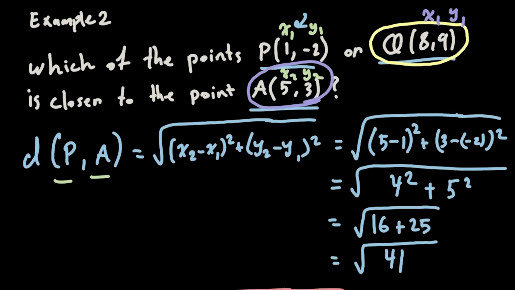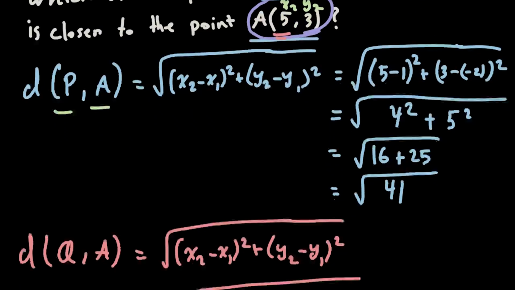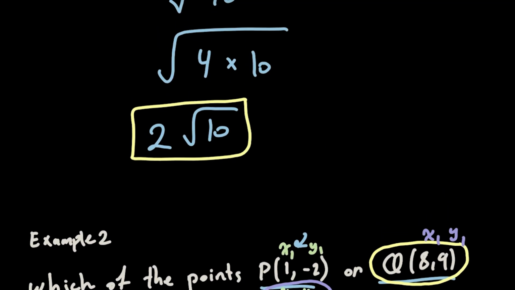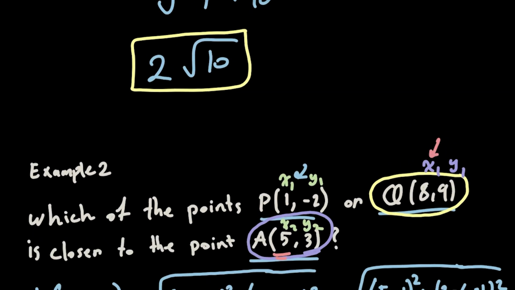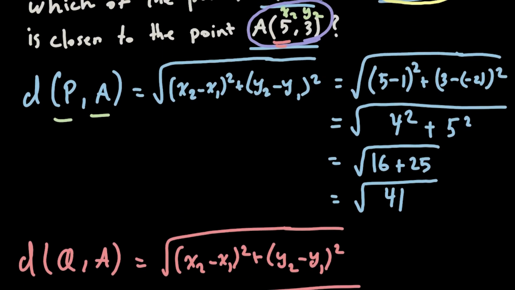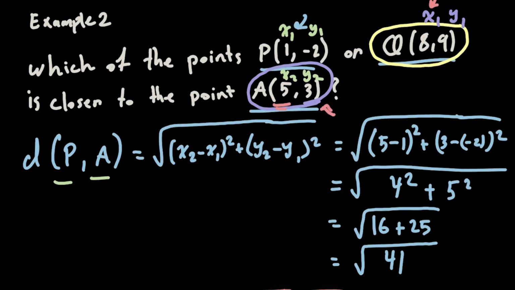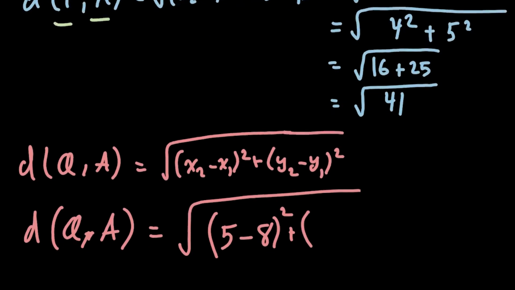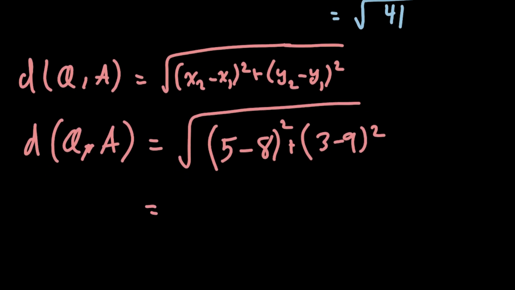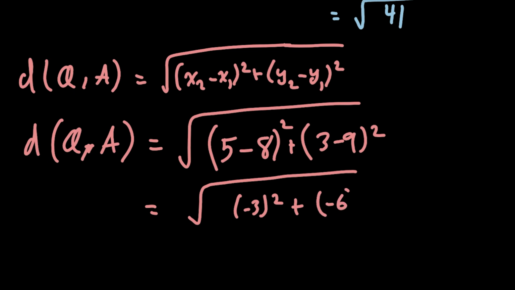x2 is what? x2 is 5. So we have 5 minus x1. Where's x1? Okay, so this is x1. It's 8. So 5 minus 8 squared plus y2. Where's y2? This is y2, which is 3. And this is y1, which is 9. So we have 3 minus 9 squared. Okay, and that would equal the square root of 5 minus 8 is minus 3 squared, plus 3 minus 9 is minus 6 squared.